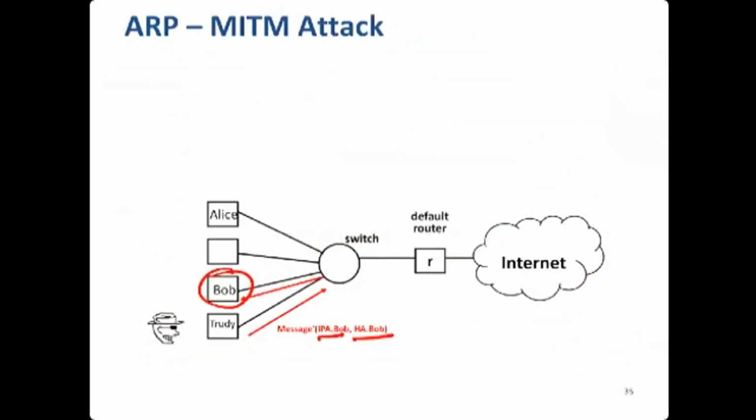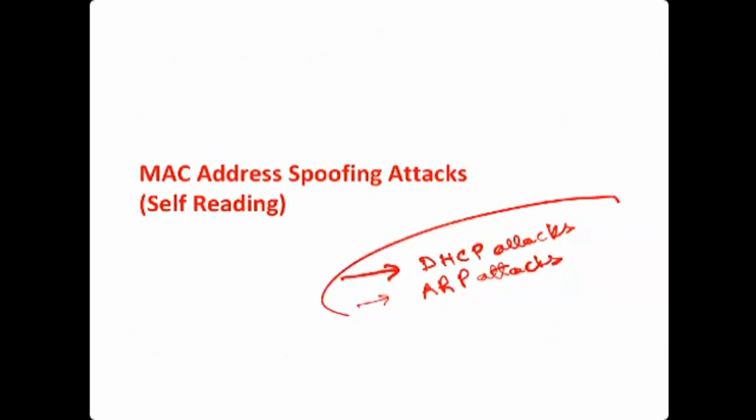So what have we covered so far? We have covered DHCP attacks, and we have covered ARP attacks. These are layer 2 attacks, right? What else can we do?